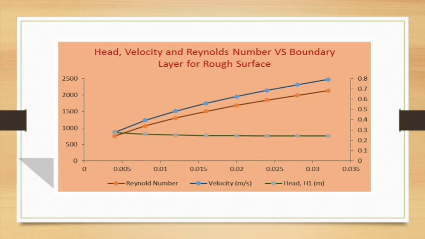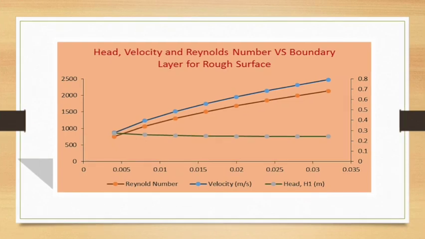Same as before, at the left vertical is for Reynolds number, at the right vertical is for velocity and head, and at the horizontal is for boundary layers. This graph shows a bit different from the smooth surface, but they are consistently the same because the Reynolds number and velocity increase while the head decreases.